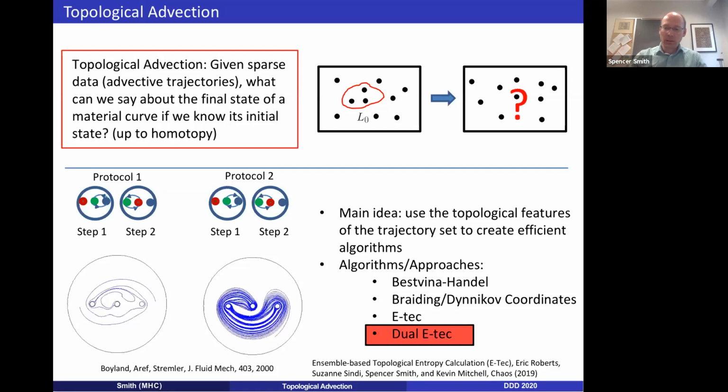So we're going to today think about topological algorithms that actually do this: take an initial curve and find out what its final condition is. There are a few here: the Bestvina-Handel algorithm, a braiding approach, one I've done with my collaborators that we call E-tec, and today I'm going to talk about another one that's the most general of the bunch and much more efficient, that we call dual E-tec.